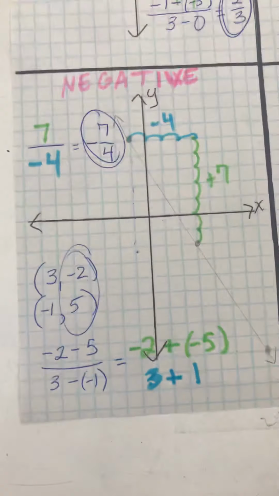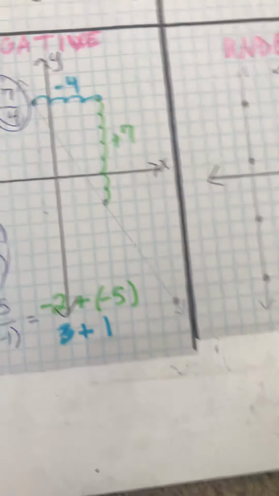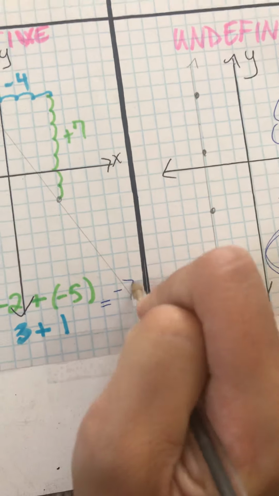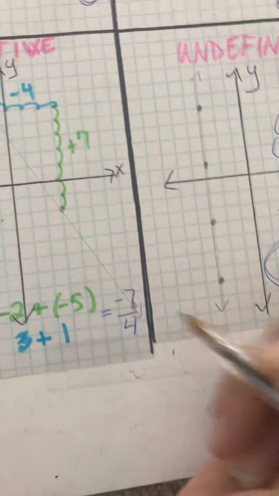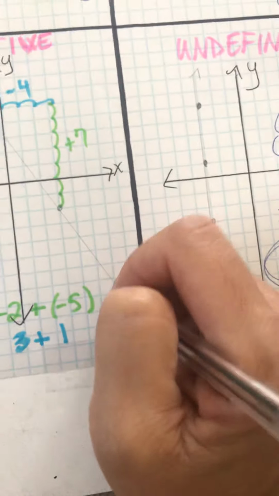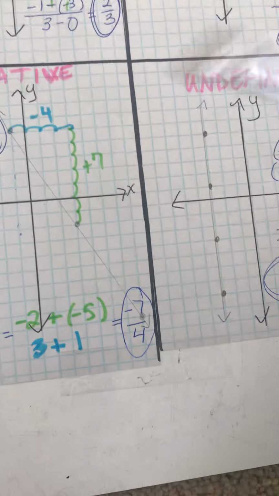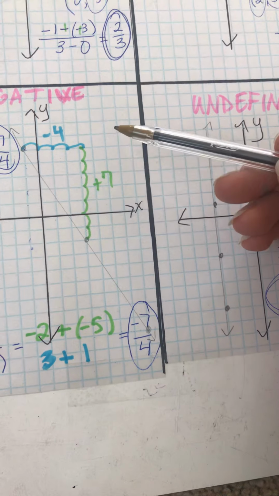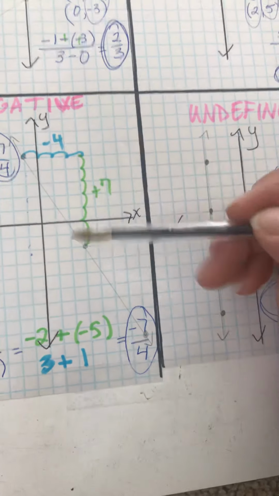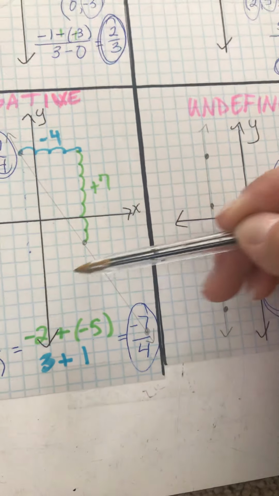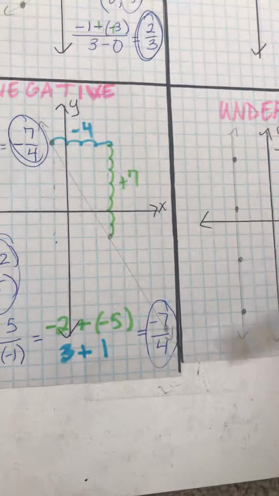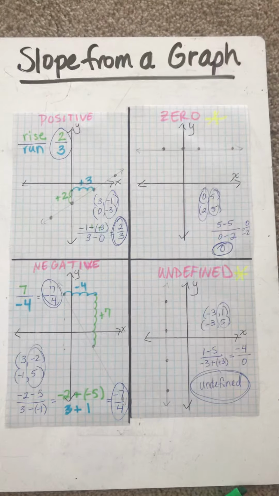Change it, change it. So now you are back to negative 7 over 4, and look at that, you have the same slope. So for every 7 you're going up, you're going to the left 4, or for every 7 you're going down, you're going to the right 4, but it is a negative slope. So there you have slope from a graph.